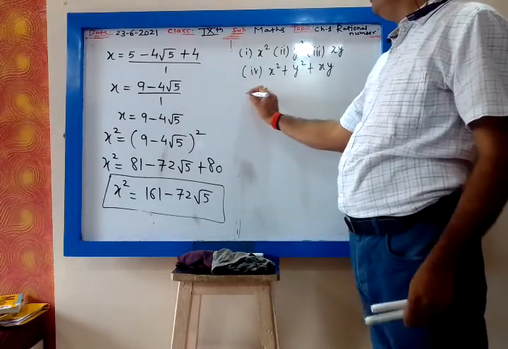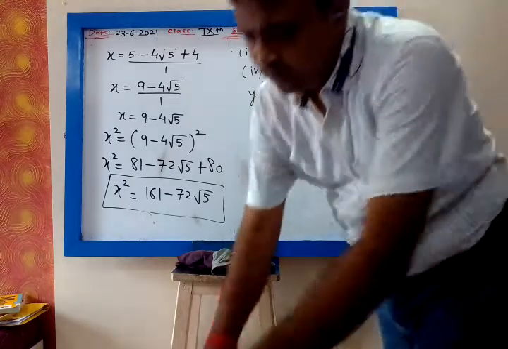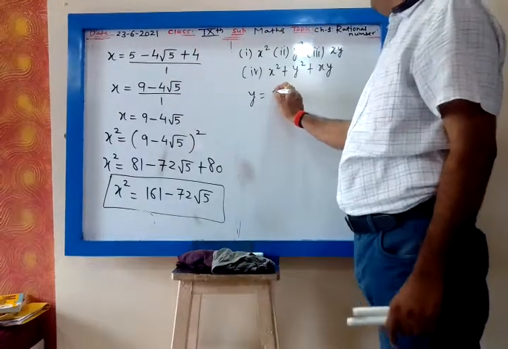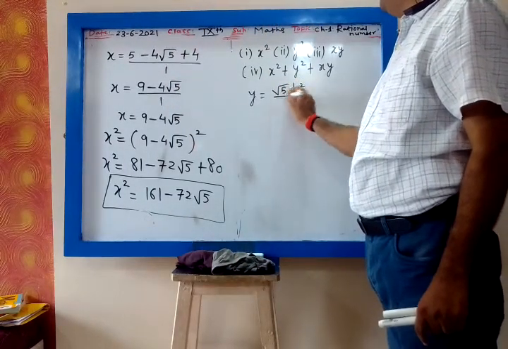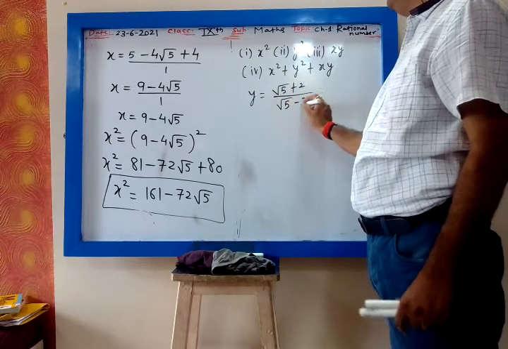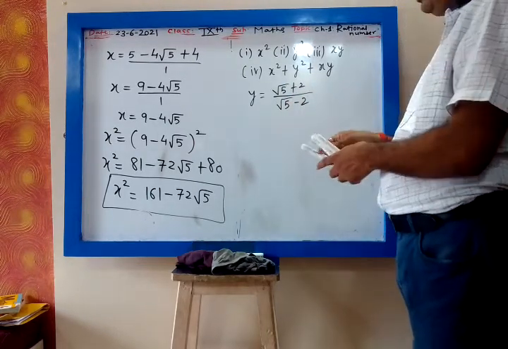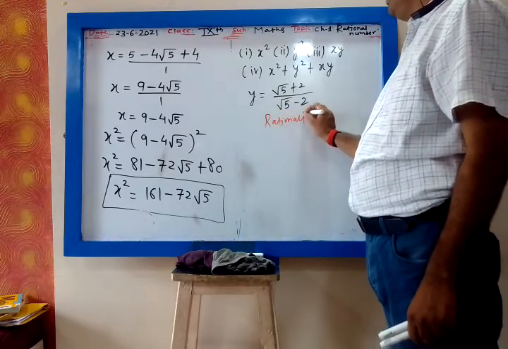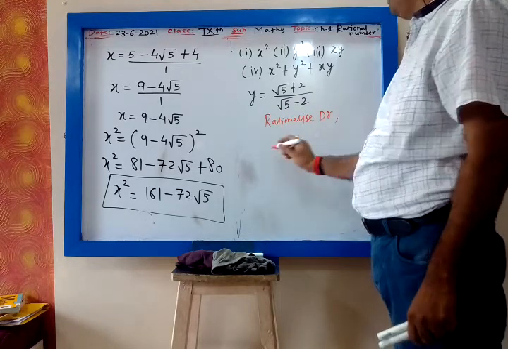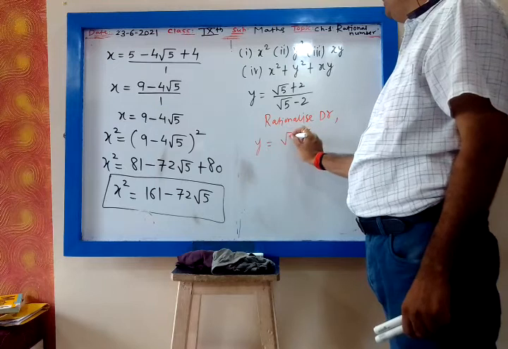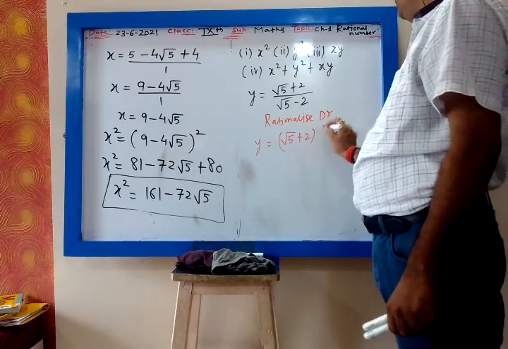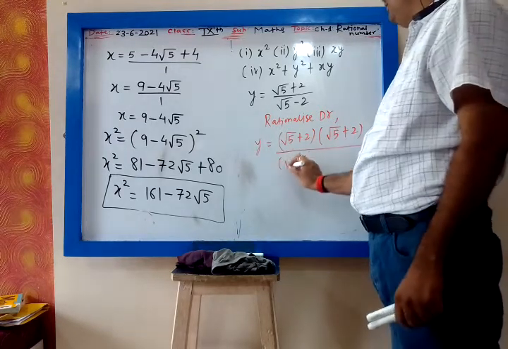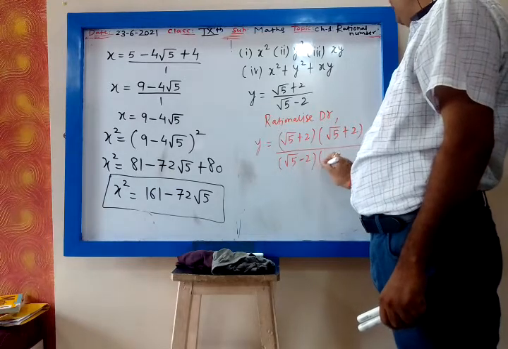Because to solve this, what is given y? y is given as root 5 plus 2 upon root 5 minus 2. So again, to get y square, don't directly square. Rationalize the denominator. So y will be root 5 plus 2 into root 5 plus 2, upon root 5 minus 2 into root 5 plus 2.